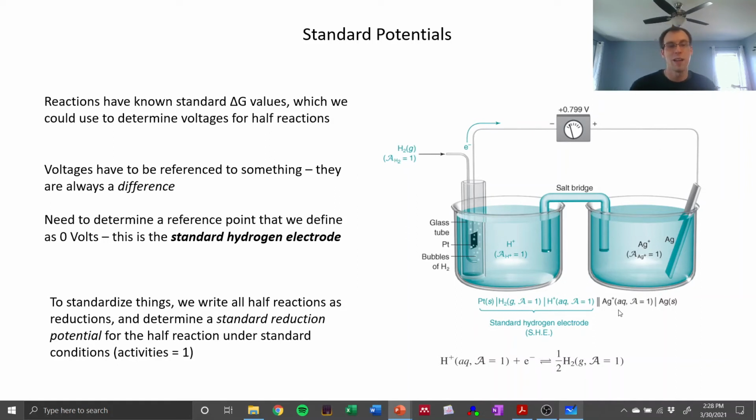So if we have, say, this reaction with silver plus and silver metal, we can construct this galvanic cell and see what we measure. And whatever we measure, we say, okay, that is the voltage compared to the standard hydrogen electrode. So we could then record that the standard potential of the reduction of silver, in this case, would be positive 0.799 volts. And we could find that listed in a table. And that would be our standard reduction potential.